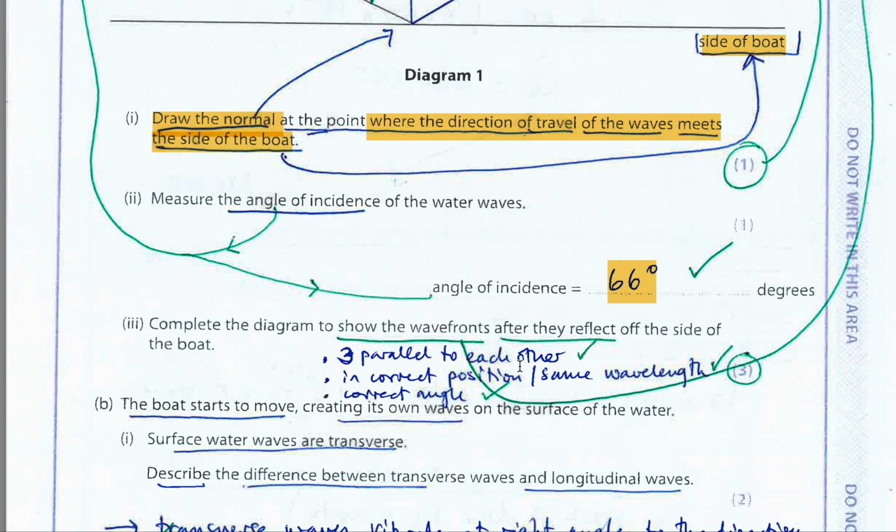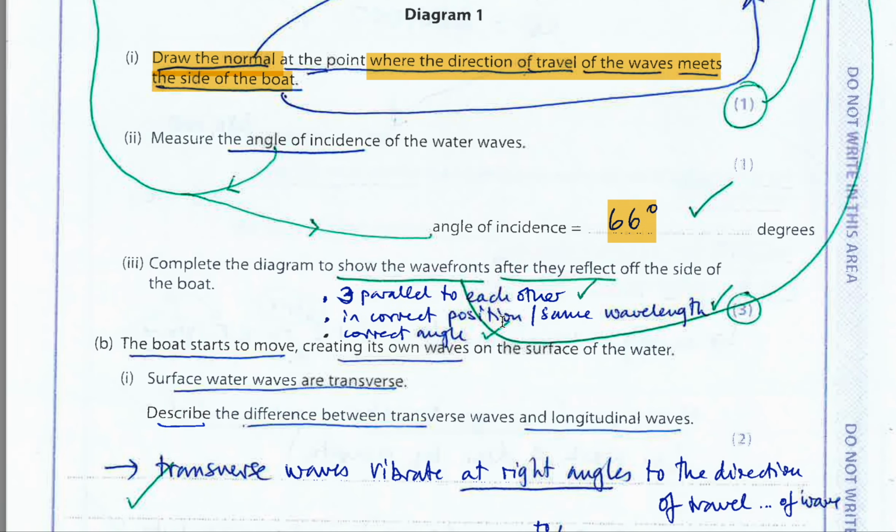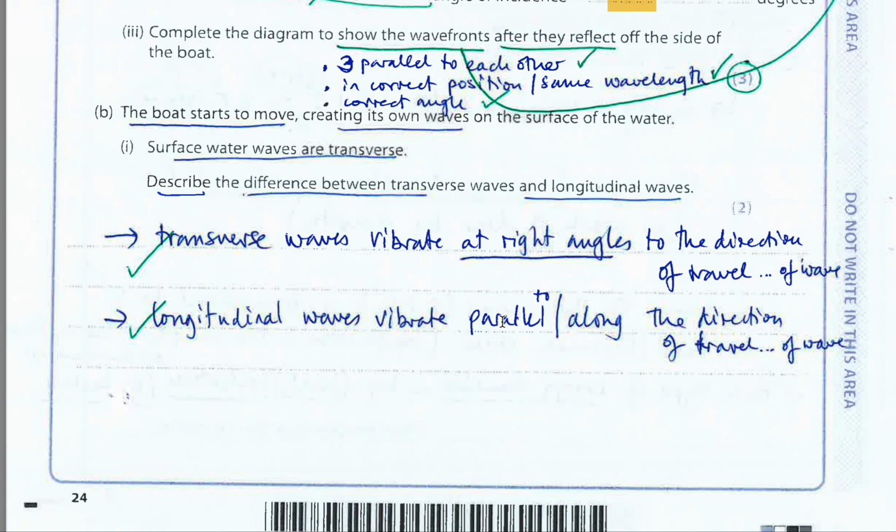So you've got to have 3 parallel to each other to get 1 mark, in the correct position with the same wavelength, and at the correct angle of the reflection. That's how you get the 3 marks. So attention and detail is what gets you it.